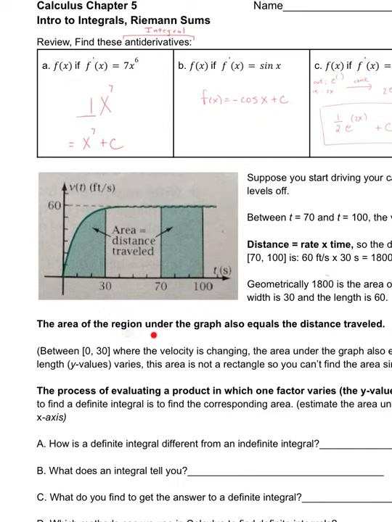The area of the region under the graph also equals the distance traveled. The process of evaluating this product, in which one factor varies, in this case the y values vary, is how we find a definite integral. And it has to do with the area. So let's fill some of these things out.